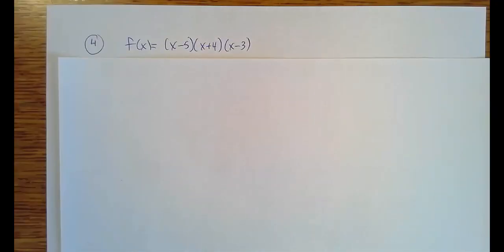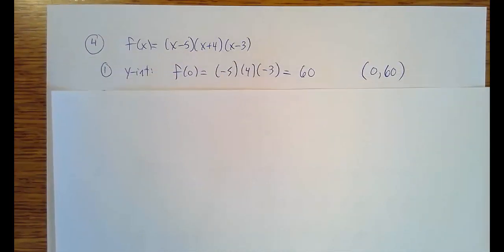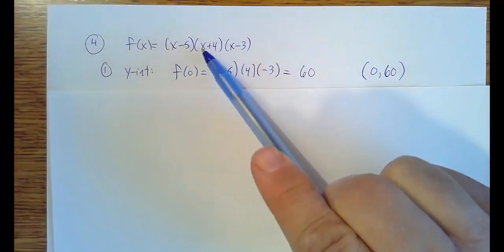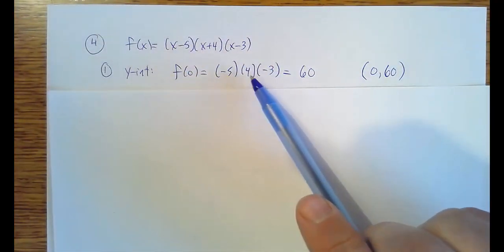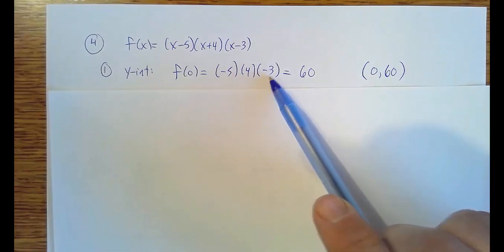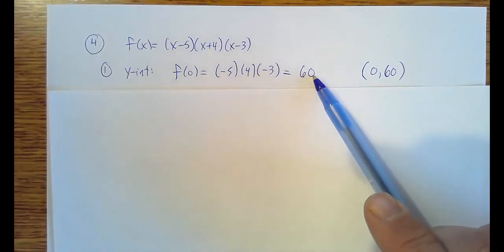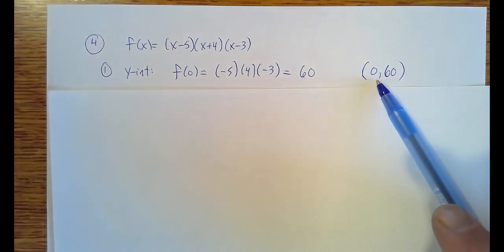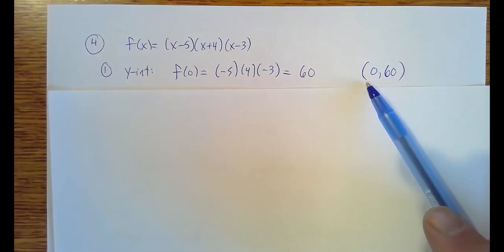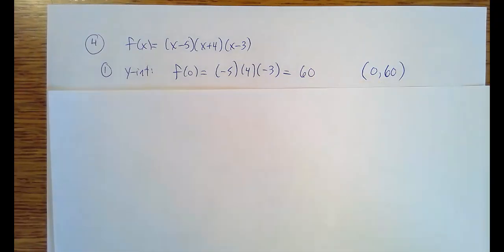All right, for number 4, we have the factored form of the function. And in order to find the y-intercept, we're going to set the x-coordinate equal to 0. So solve for f of 0. When we plug in 0 for x in these three factors, we get -5 times 4 times -3, which equals 60. But the directions say to enter our answers as a point. So we would enter the coordinates 0, 60 for our y-intercept.